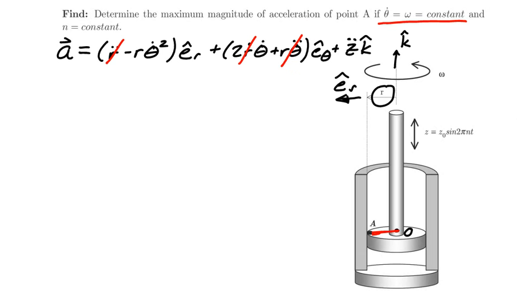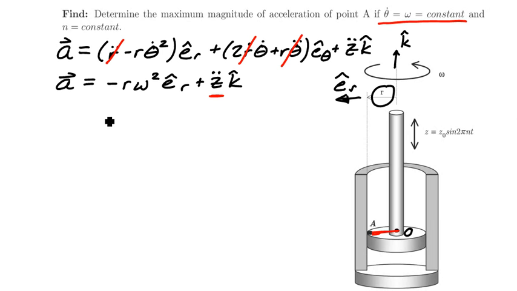So if we simplify our acceleration here a little bit to start, we're going to have the acceleration is equal to minus r times theta dot, which is omega, quantity squared in the E sub r, plus z double dot in the k. Now of course the challenge at this point is to realize that we still haven't solved for z double dot, and so that's exactly what I want to do next.